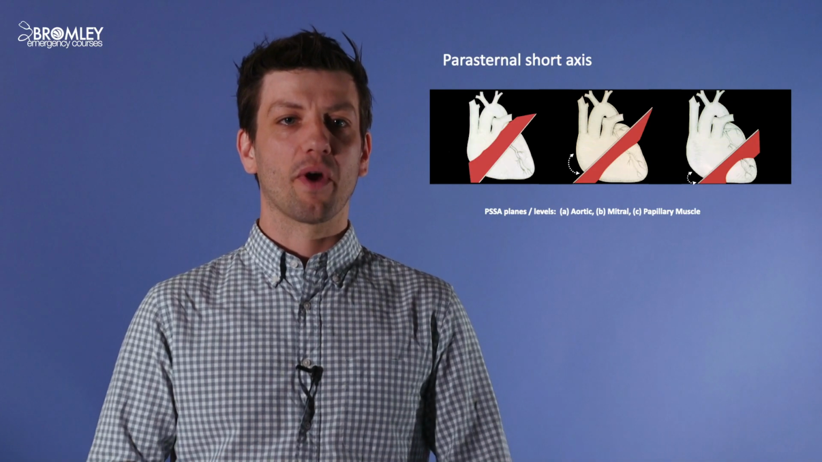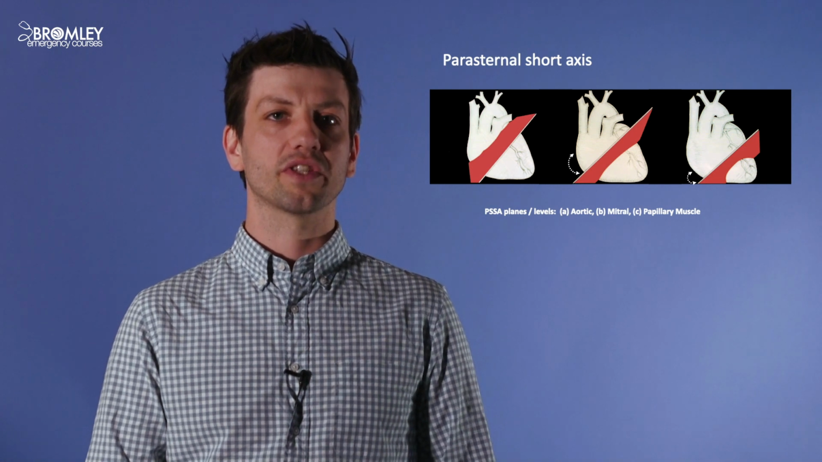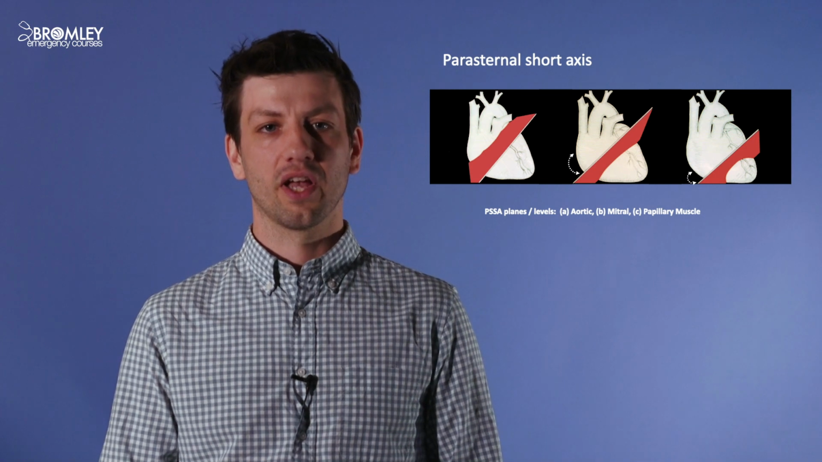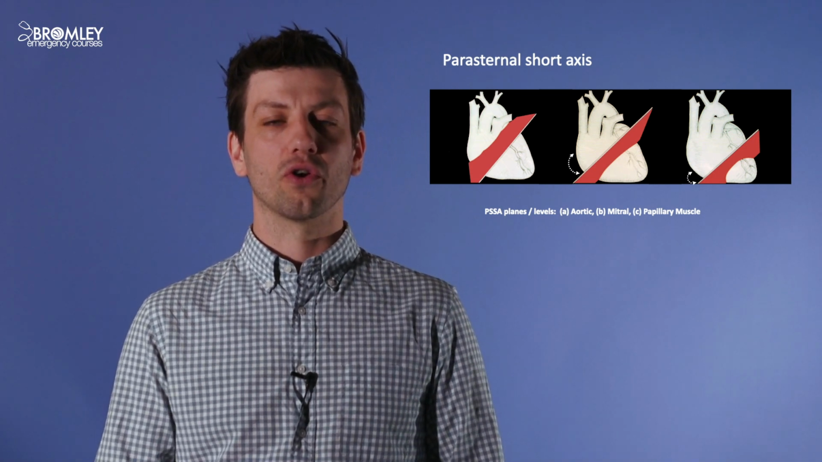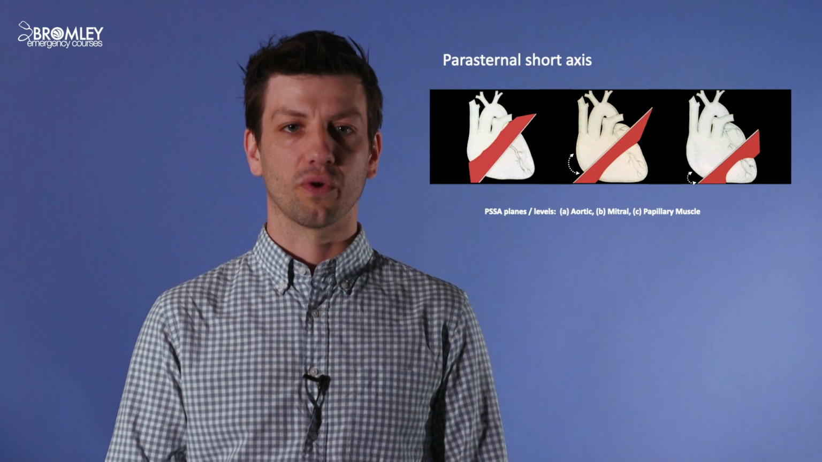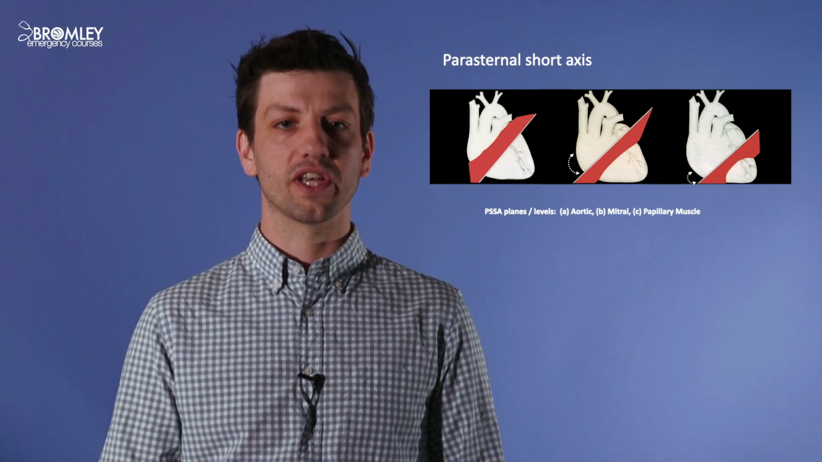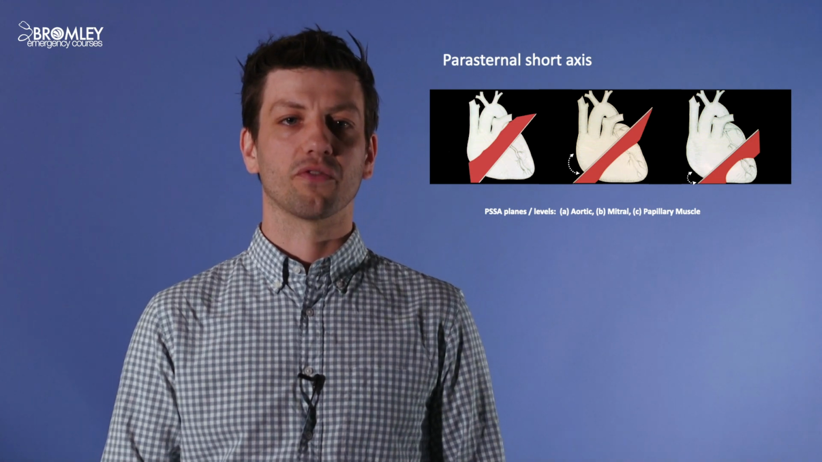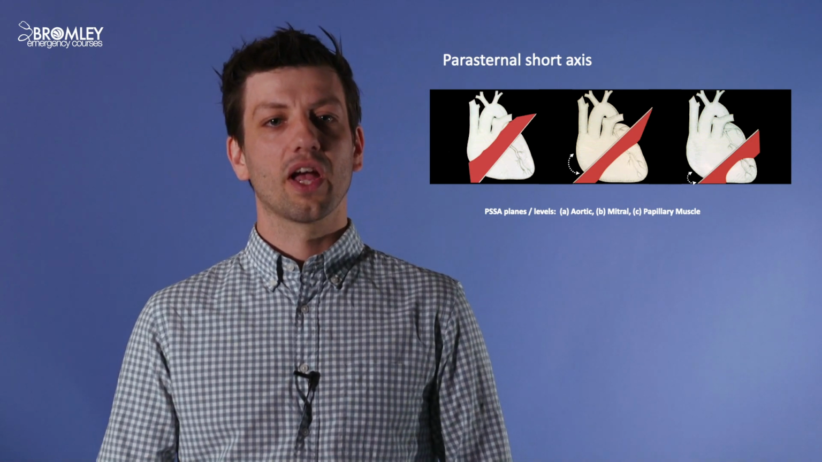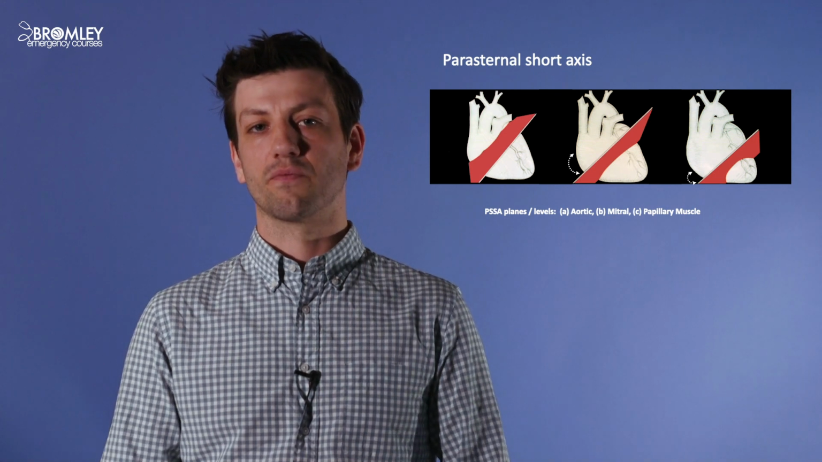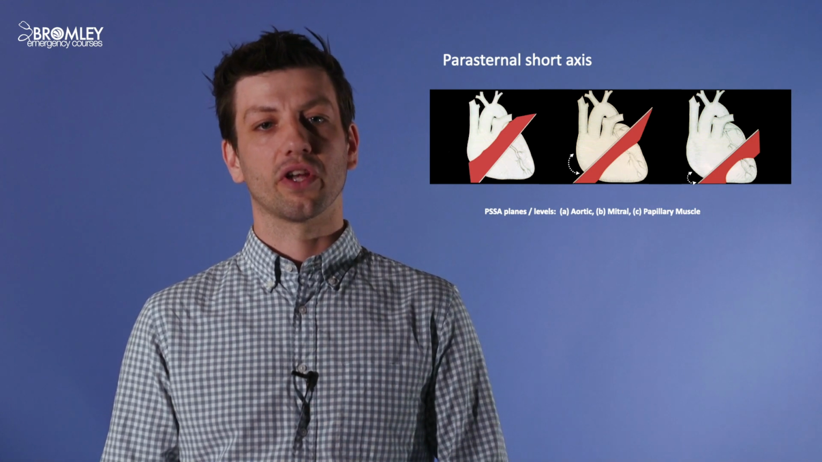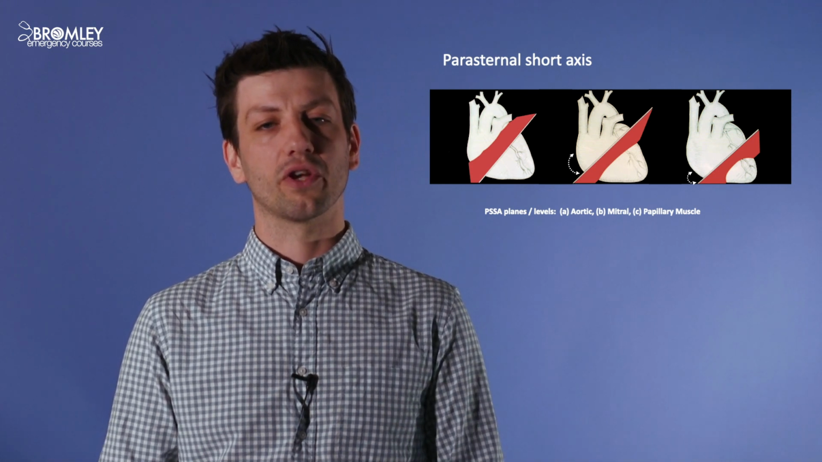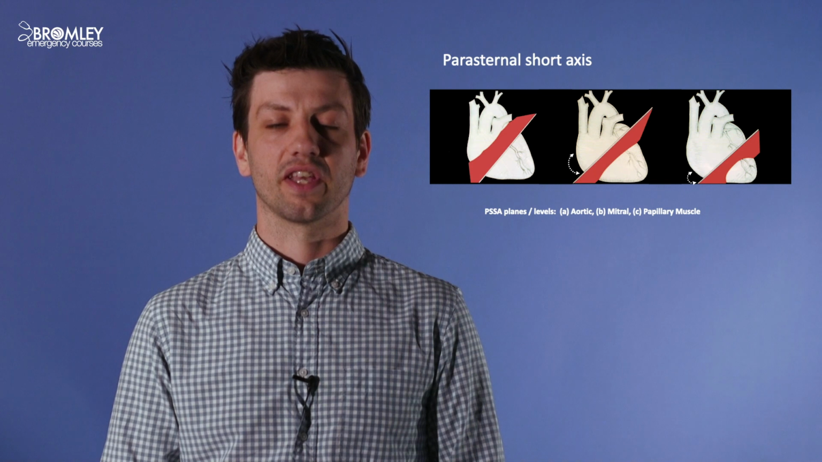So once you're happy with your parasternal long axis view, you rotate the probe so the probe marker is then pointing towards the patient's left shoulder. As you rotate the probe, your long axis view will turn into your short axis view. And what you should see is a round left ventricle with a crescent shaped right ventricle around it. There are multiple planes when you're looking in the short axis. You can have an aortic plane, a mitral plane, or a papillary muscle plane, and you can even scan all the way down to the apex.